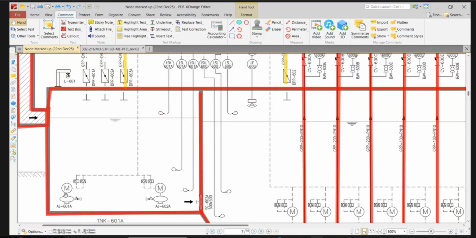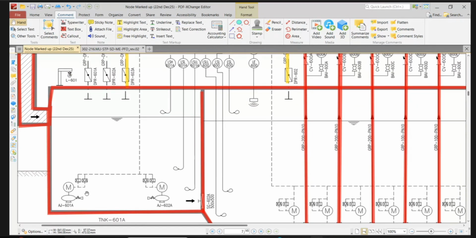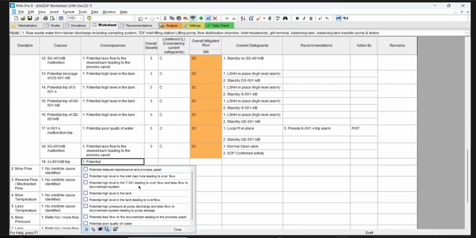If this trips, what will be the consequence? If AJ 601A trips, what is the consequence? You have more septicity and quality will change because you have settling of the solids. It will impact the quality, right? Potential impact.